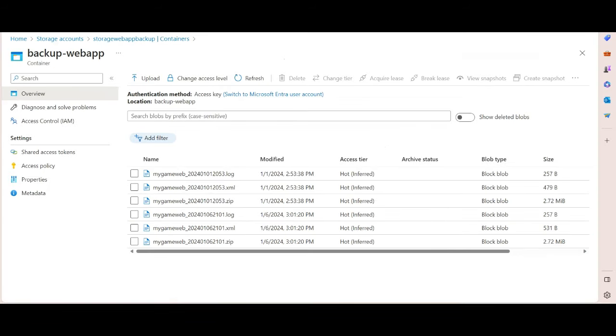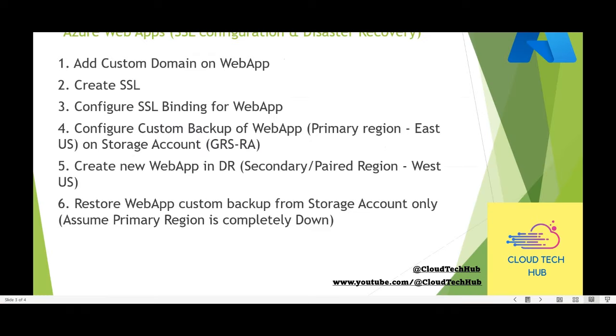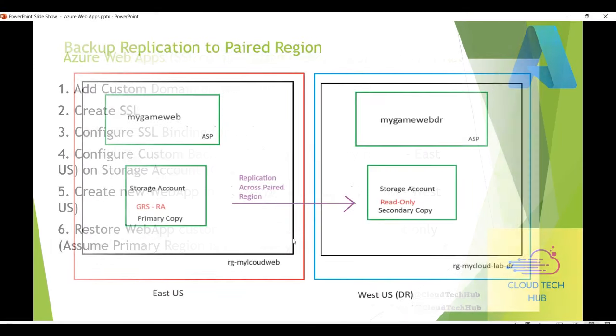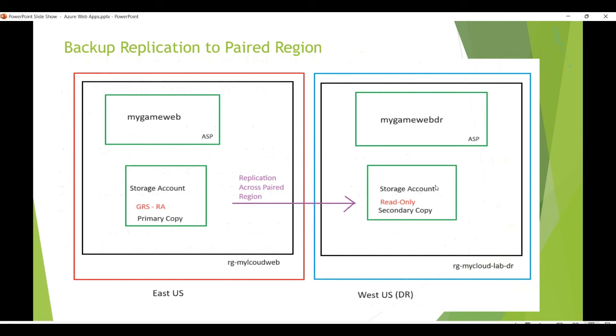As a next step, I'm going to step number 5, create a new web app in DR. Okay, so as per this diagram, you can see this. Our backup is completed. So we already have a read-only copy in the storage account in the DR region. So what I'm going to do is create a secondary app.